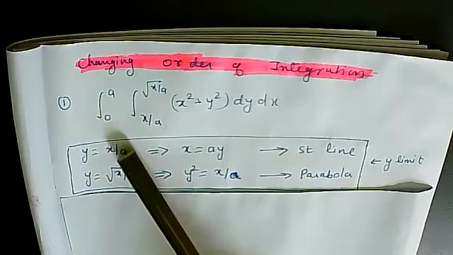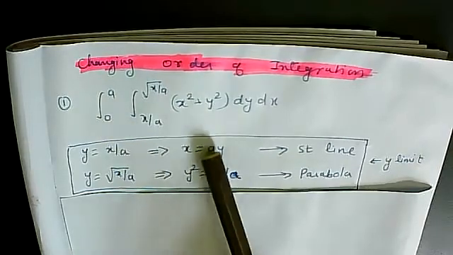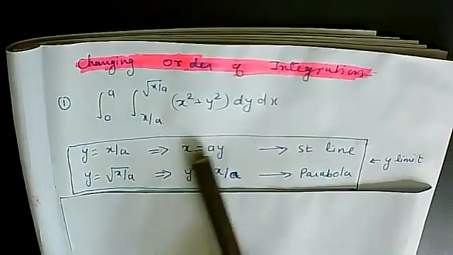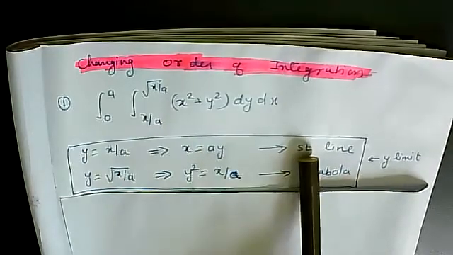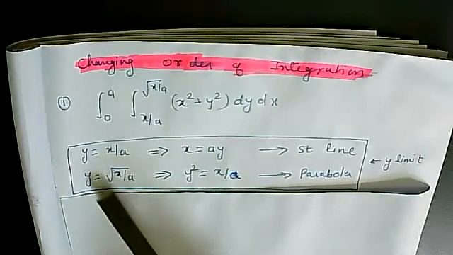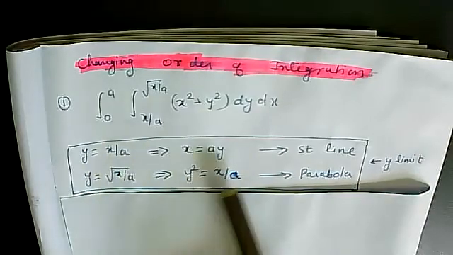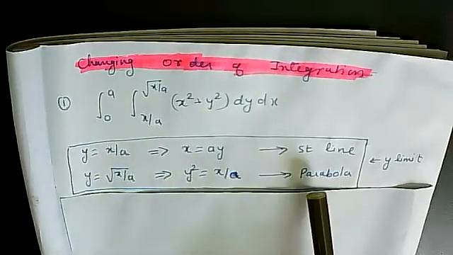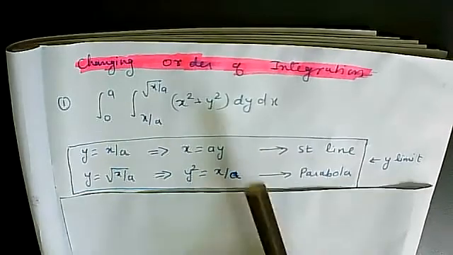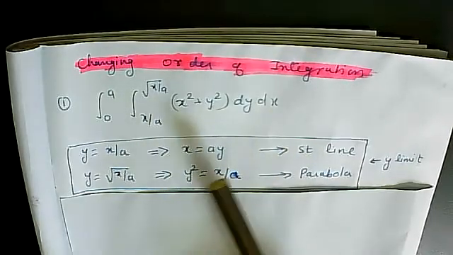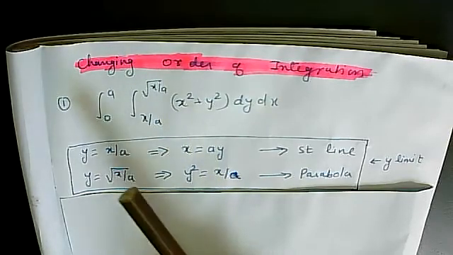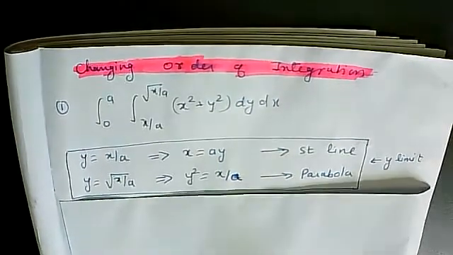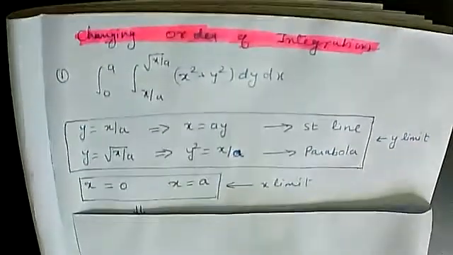Now what is this? This is simply x is equal to ay, which is a straight line passing through the origin with a certain slope. Same way, y is equal to under root x by a means y square is equal to x by a, which is a parabola. So I got the limit of y and I understood what type of curves they are tracing. Now x is varying from 0 to a. So the limit of x is from 0 to a.